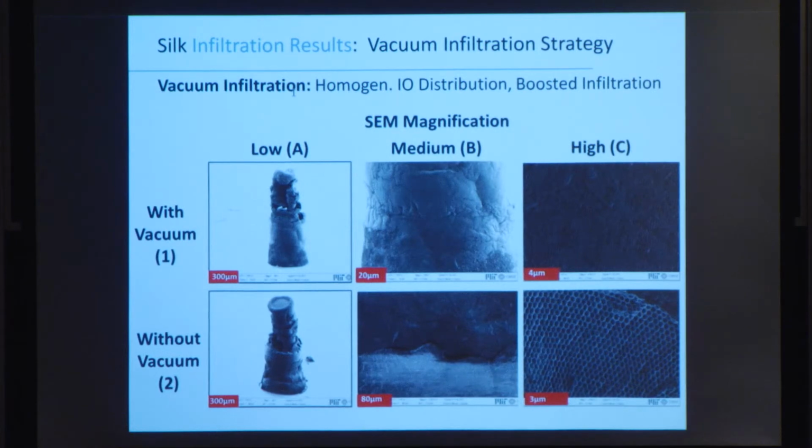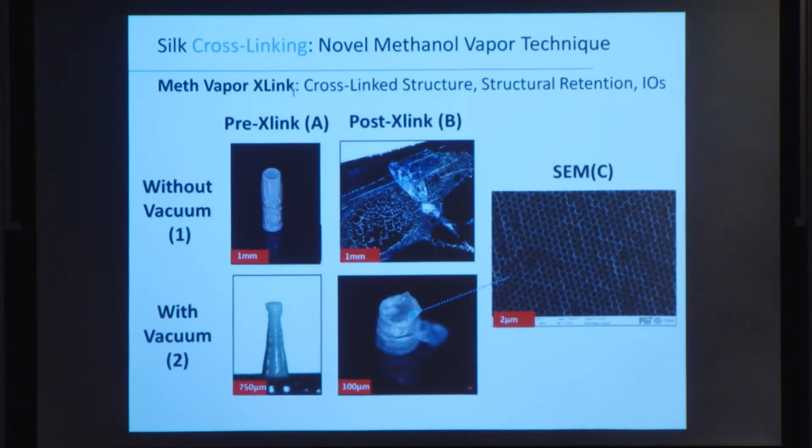high SEM images. And moving on to our second technique, we developed a novel methanol vapor technique because one of the major problems that we faced in our research was that when we submerged our structures in methanol solution to cross-link the structure, which is a common technique cited in previous studies, the structure would degrade and the silk frame would collapse, as seen here.